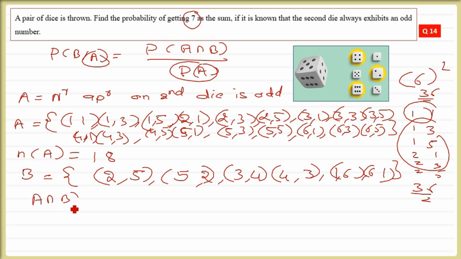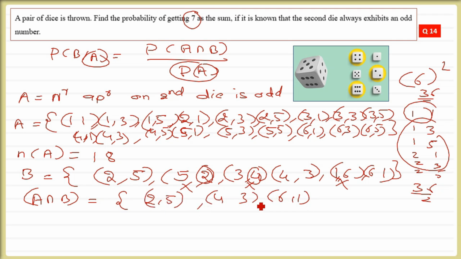Now A intersection B is what? The common values between A and B. The A has only 1, 3, 5 at the end. So this 2 and 4 cannot come. 1, 6 cannot come. All the numbers in B which are not odd on the second die cannot come. So (2,5), (4,3) and (6,1). These are the elements you will find both in A as well as B. So number of elements in A intersection B is 3.